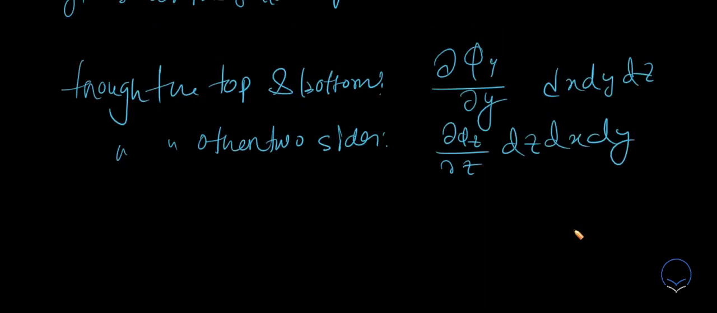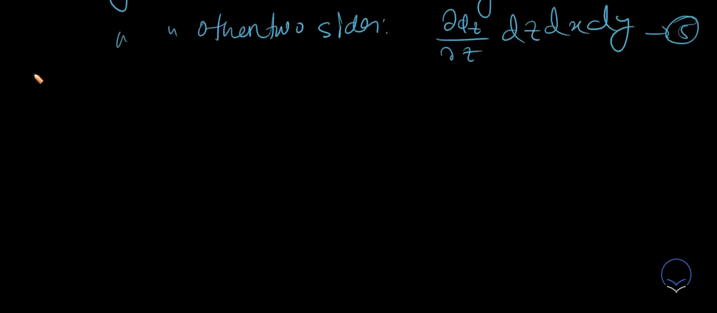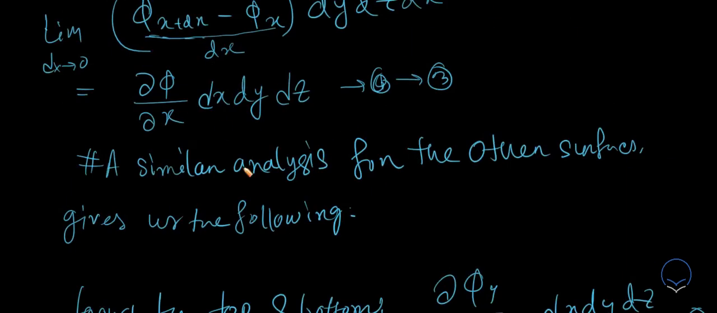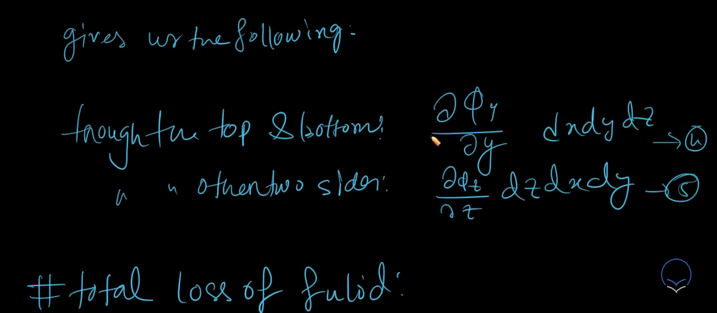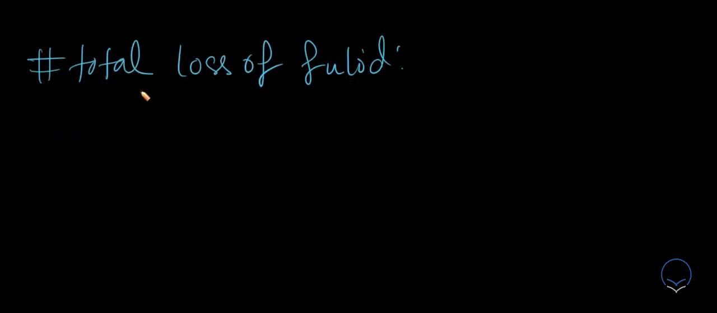And finally we want to add these things. This is equation 4, let's say this is equation 5. We want to find out finally the total loss of fluid, and to find the total loss of fluid, you just need to add these three. This is easily recognizable, because in these three steps you are calculating the loss of fluid for a particular direction, and finally you just need to add them. So if you add them, you end up with this expression.